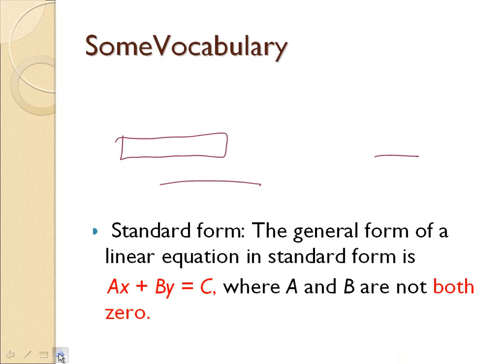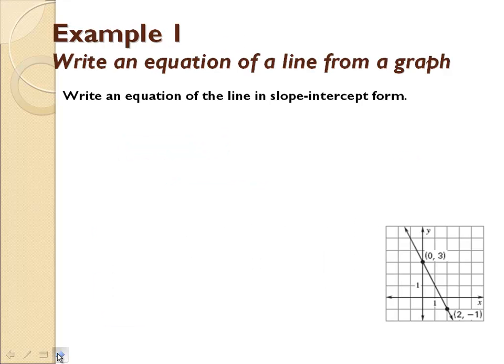Standard form. The general form of a linear equation in standard form is ax plus by equals c, where a and b are not both 0. If you think about it, if a and b were both 0, our variables would both go away and we wouldn't have any variables left to make our equation.